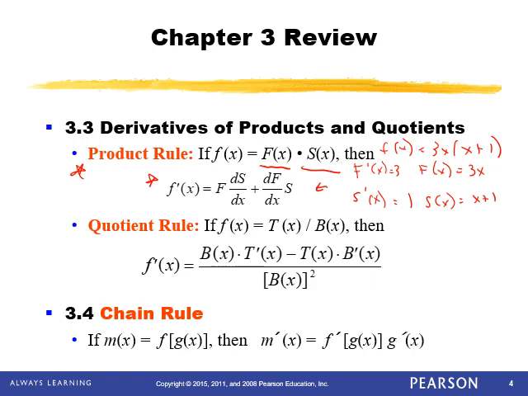The product rule, important. You will use it. Quotient rule. T of x is top. Okay, t of x is top. B of x is bottom. Okay, bottom, right, times the derivative of the top minus, okay, the top times the derivative of the bottom, all divided by the bottom squared. Okay, and another way to remember it is low d high minus high d low all over low squared.